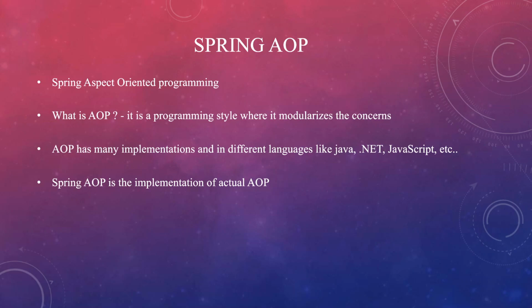Now, AOP has many implementations written in different languages like Java, .NET, JavaScript, etc. And Spring AOP is also an implementation of the actual AOP. It is not the complete implementation, but it has most of the features covered, which are used to take care of most of the concerns that we come across when developing our application. Now, Spring AOP tries to use the same concepts that we have in AOP.